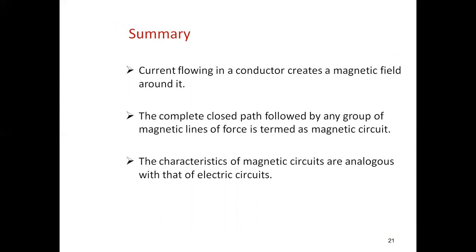Let us summarize the points. Current flowing in a conductor creates a magnetic field around it. The complete closed path followed by any group of magnetic lines of force is termed as magnetic circuit. The characteristics of magnetic circuit are analogous with that of electric circuits. So this is about certain basic definitions in magnetic circuits.